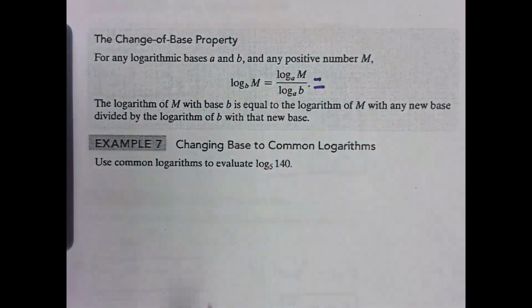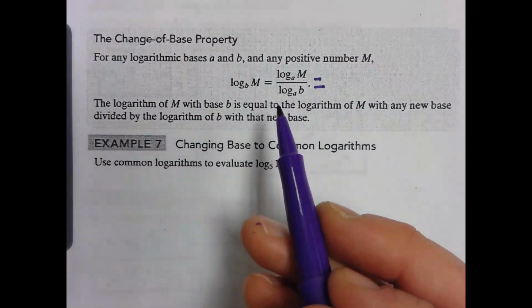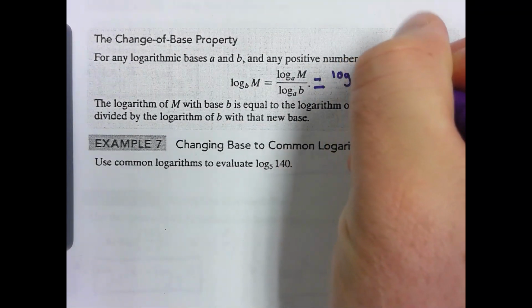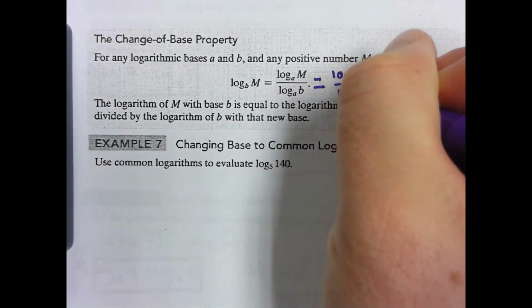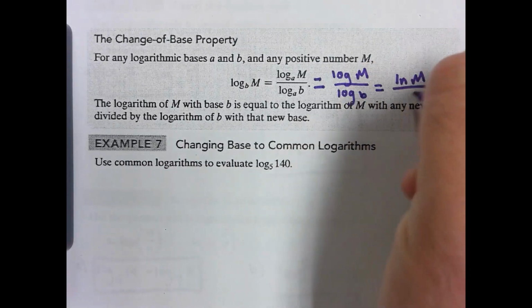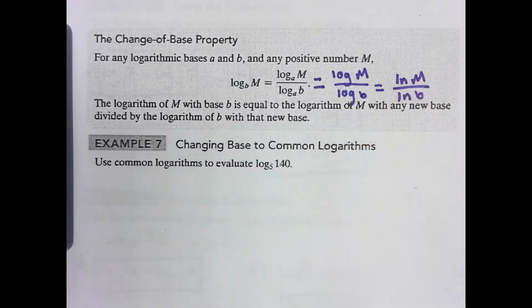And typically, we're not going to pick just any random base. Almost always, we're going to choose log base 10, so we're going to call it log of m over log of b, or natural log of m divided by natural log of b.